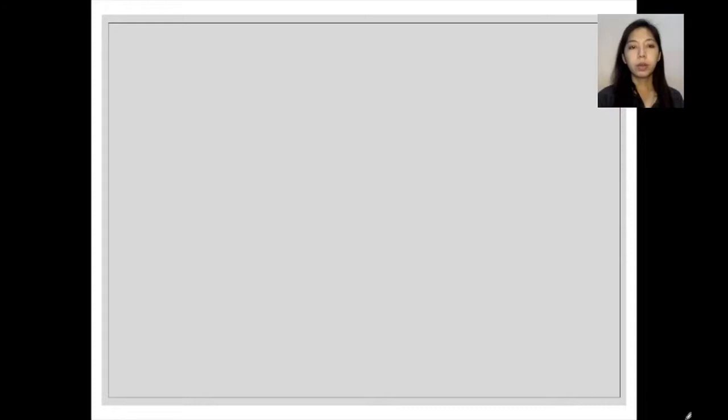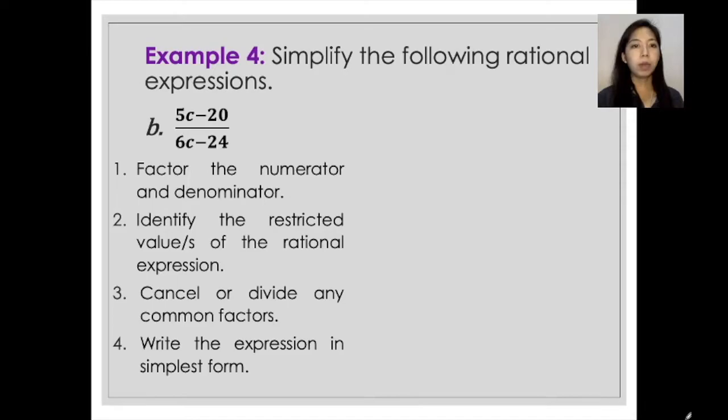Now here's another example that we can simplify. We have (5c - 20) over (6c - 24). For the first step, you have to factor out the numerator and the denominator first. When you look at the two given expressions, they're actually factorable using CMF. The numerator can be factored out into 5 times the quantity of c minus 4, and the denominator can be factored out as 6 times the quantity of c minus 4.